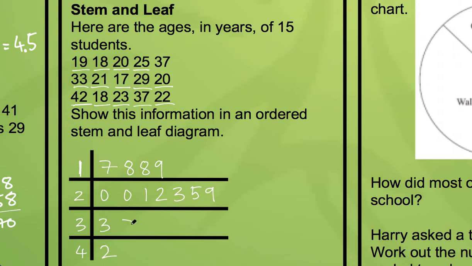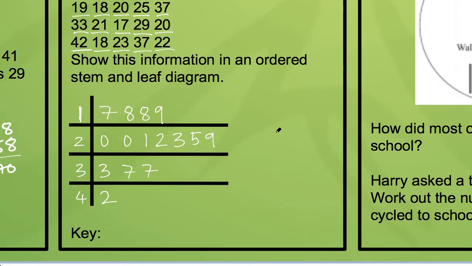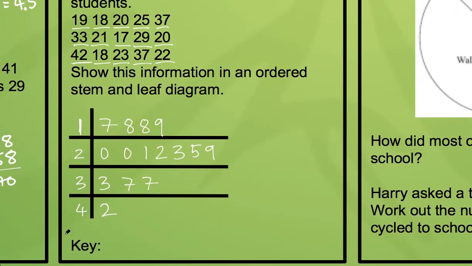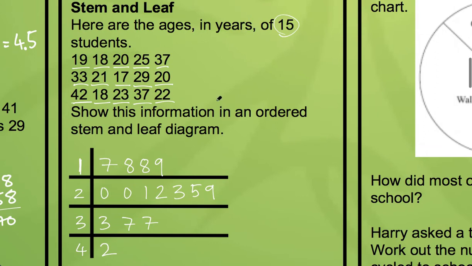37, and another 37. A really important thing to do at the end of the drawing of the diagram is to check that you've got the right number of values. I should have 15. 1, 2, 3, 4, 5, 6, 7, 8, 9, 10, 11, 12, 13, 14, 15. So I assume at this point that I've done it correctly. And of course, always the thing that gets forgotten with the stem and leaf diagram is a key. So I need to put in, for example, 1 line 8 equals 18. We need to put the units in: 18 years.